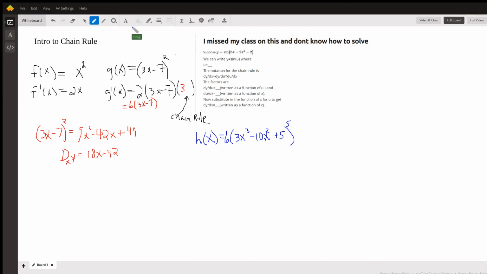So you indicated here that you missed your class on the chain rule and you don't know how to solve this. So I thought I'd give you a quick intro to the chain rule, what it's all about.